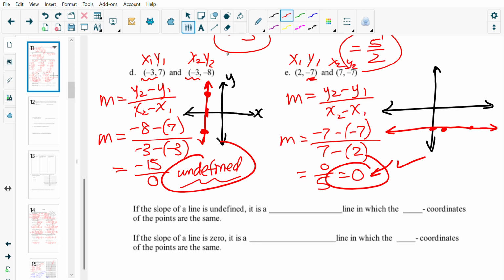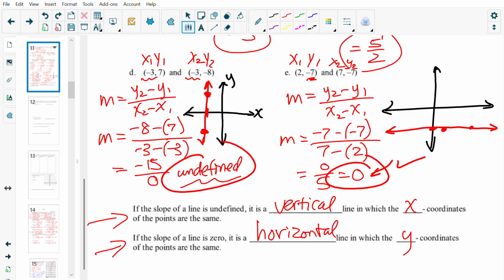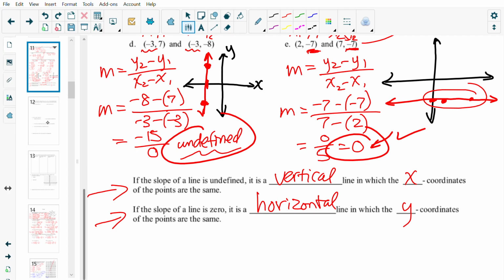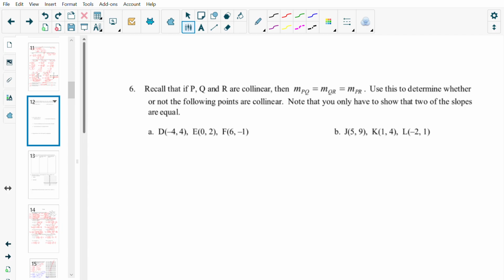Okay, let's make a couple statements about our first couple calculations here. If the slope of a line is undefined, it is a, you guessed it, vertical line in which the x coordinates are all the same. If the slope of a line is 0, it is a, well, you guessed it, we just did it, horizontal line in which the y coordinates of the points are all the same. So we see the y coordinates are all the same. Okay, next page.